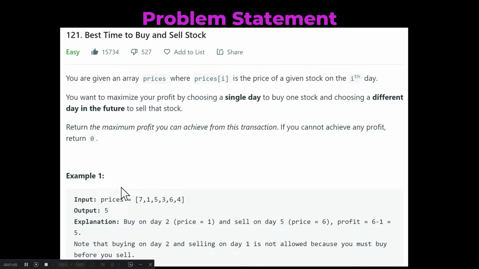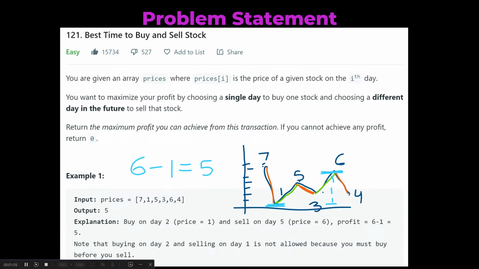So in this example here, we are given the array prices 7, 1, 5, 3, 6, 4 and the output is 5. From here we can see that we can buy on day 2 when the price is 1, and in the future days, when we check all the prices, 6 is the highest, so we are going to sell on that day. So 6 minus 1, the profit we are going to make is 5.